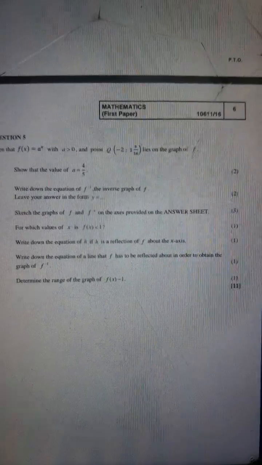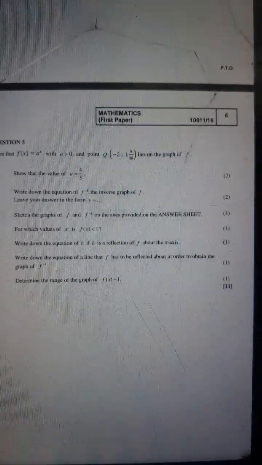Right, without wasting time, let's put this into practice. First thing first, we are given that f(x) = a to the power of x, with a greater than 0, and point Q, which is (-2, 1 and 9 over 16), lies on the graph of f. 5.1: show that a is equal to 4 over 5, which is 2 marks.